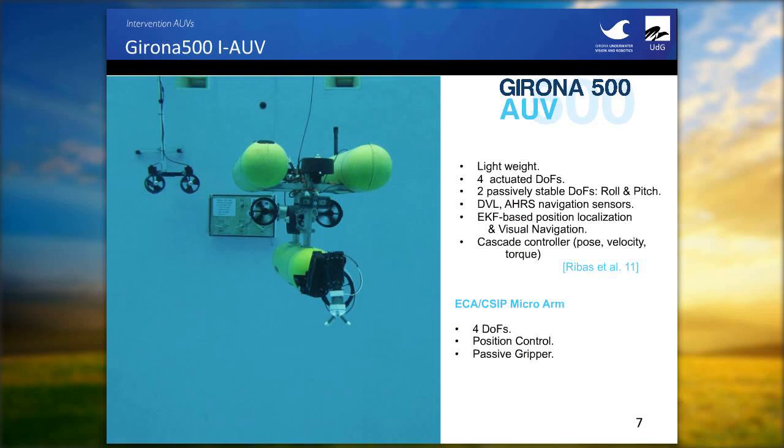It's a lightweight vehicle and it has 6 degrees of freedom. 2 of them are passively stable in roll and pitch. And also it uses AKF SLAM in order to localize itself in terms of position and linear velocity. While for the angular velocity and the orientation, it uses an EHRS system. Also, it has a cascade controller where the position and velocity and torque are connected to each other. And the other part is the arm, which has 4 degrees of freedom that can be controlled in position, and it has also a passive gripper.